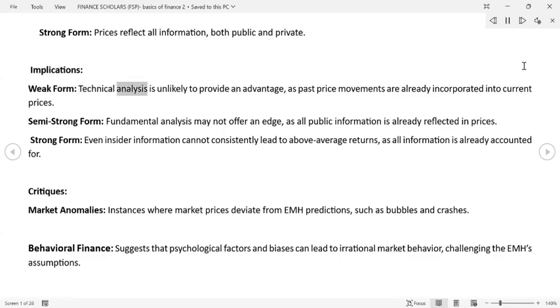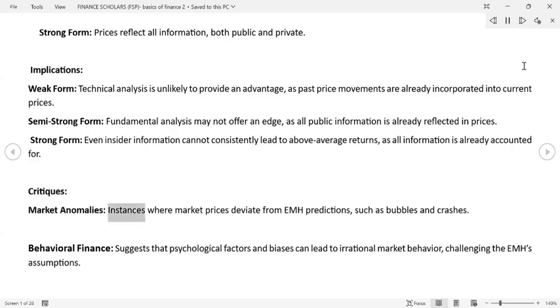Implications. Weak form. Technical analysis is unlikely to provide an advantage, as past price movements are already incorporated into current prices. Semi-strong form. Fundamental analysis may not offer an edge, as all public information is already reflected in prices. Strong form. Even insider information cannot consistently lead to above-average returns, as all information is already accounted for.